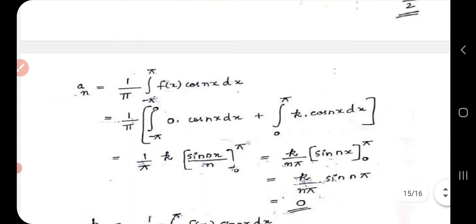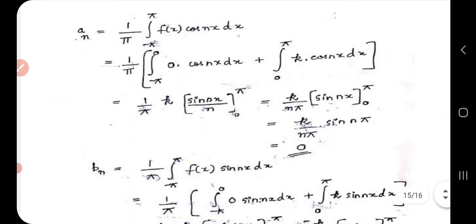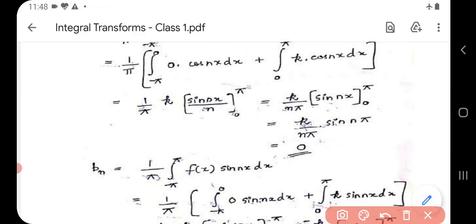Now what is the next formula, to find an? The formula is 1 by pi integral minus pi to plus pi f of x cos nx dx. There is one term, right? Again 1 by pi is kept outside. Then split the limit minus pi to 0 and 0 to pi. In this limit its value is 0. Here its value is k. Cos nx is kept as such. Now after integrating you will find that the value of an is 0.